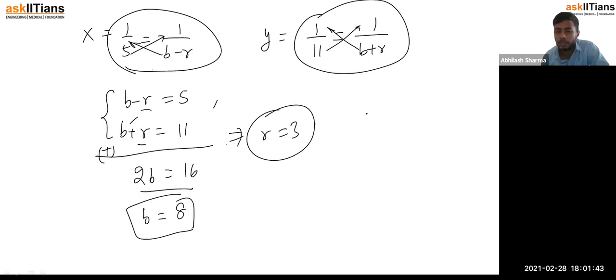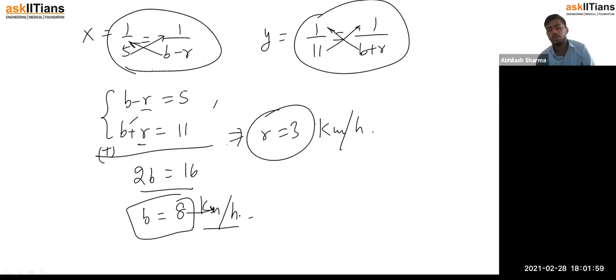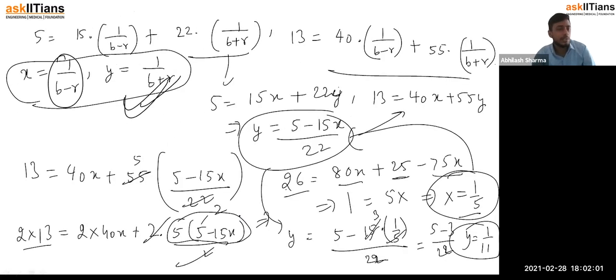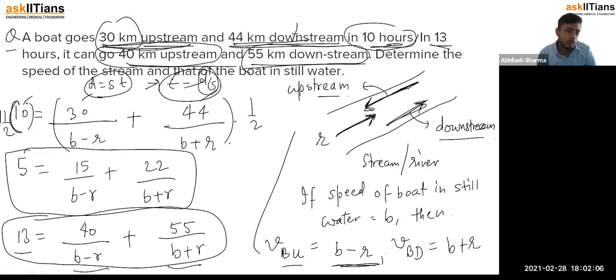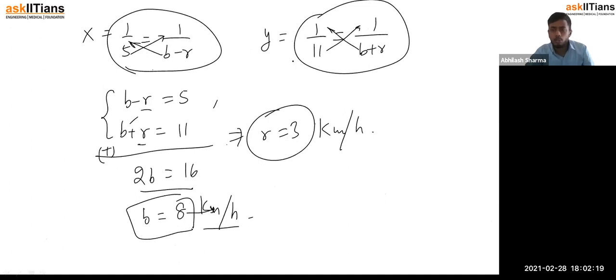So that's the answer. The speed of the river or the stream is 3 kilometer per hour. Speed of boat in still water is 8 kilometer per hour. And why are the units kilometer per hour? Because when we made these equations, time was in hours and distance was in kilometers. So that's why the speed will obviously be in kilometers per hour. And that's how we have got the speed of the stream as well as the speed of the boat in still water. Okay, so I hope this was clear to all of you.